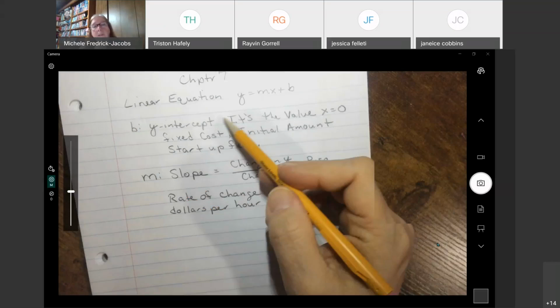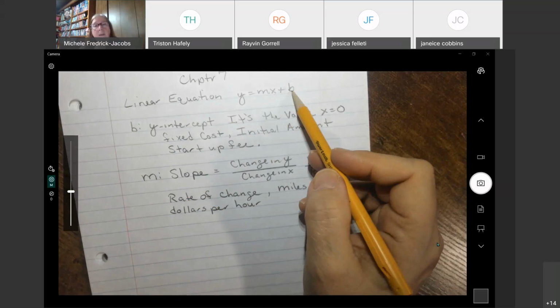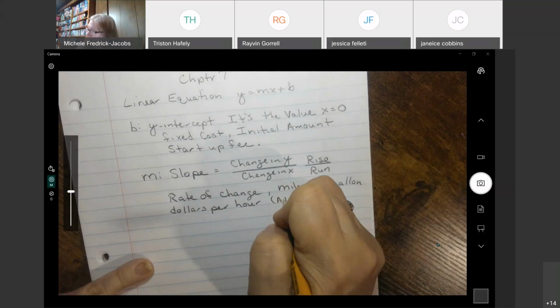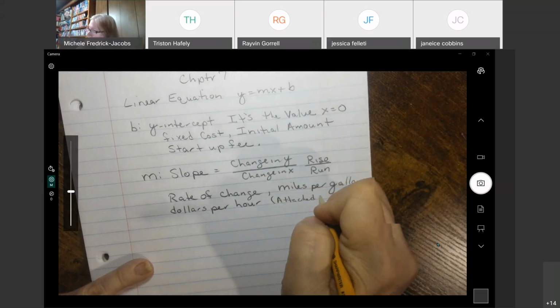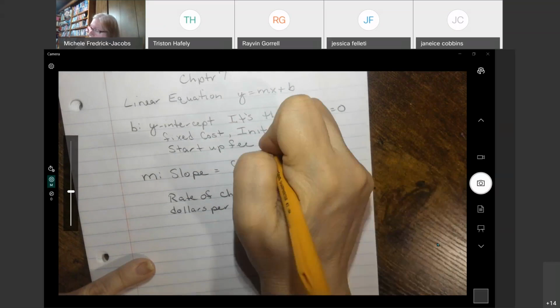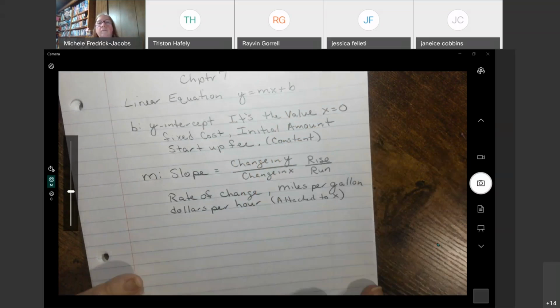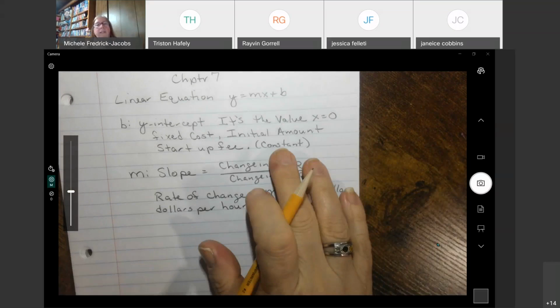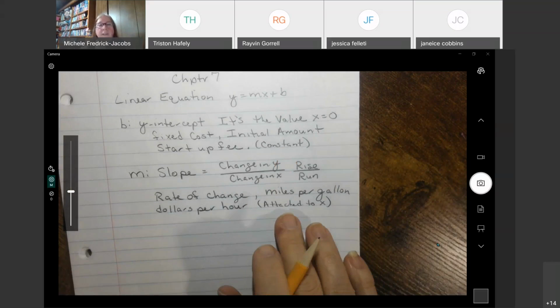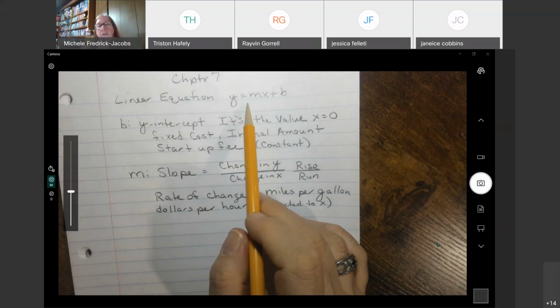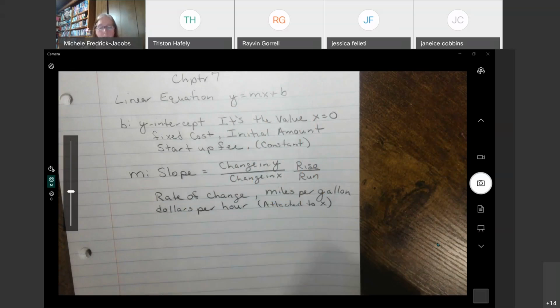But m is always attached to the x, b is the number or constant by itself. So a constant is a number by itself. The slope is always attached to x. And it's always when y is by itself. Has to be in this form.